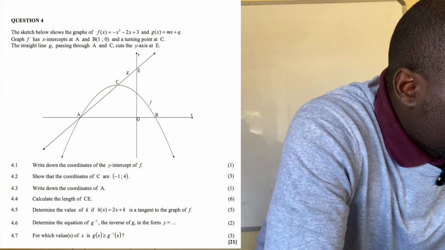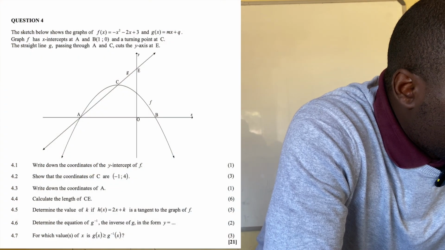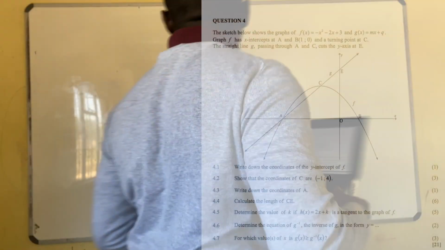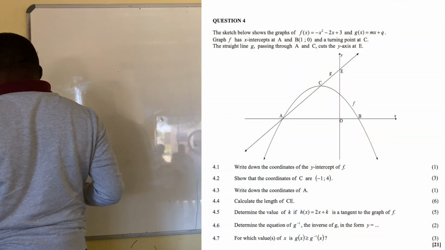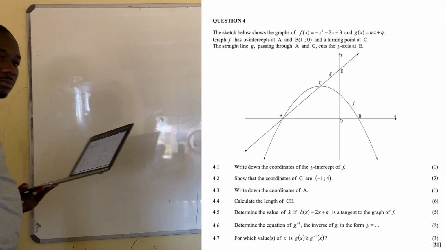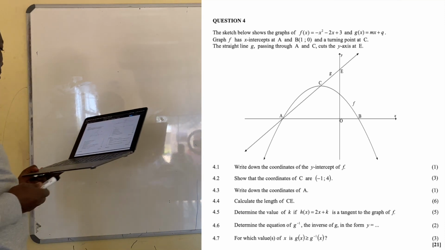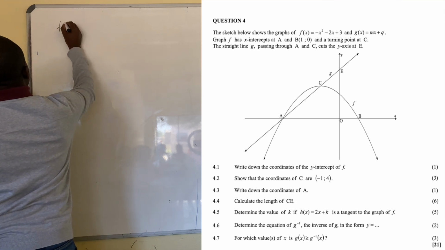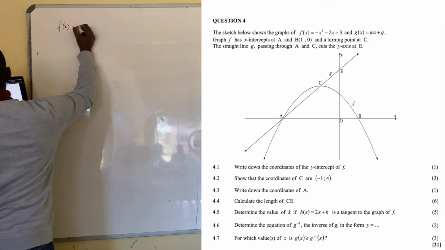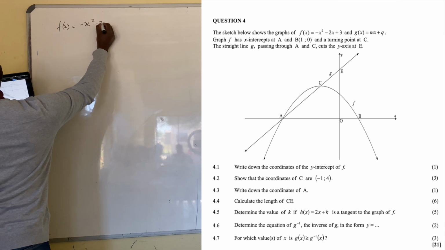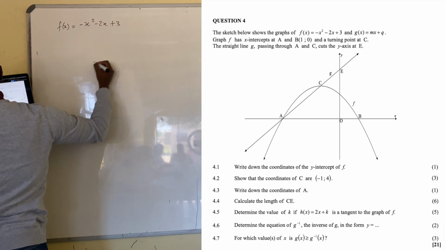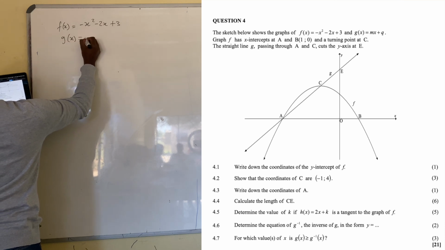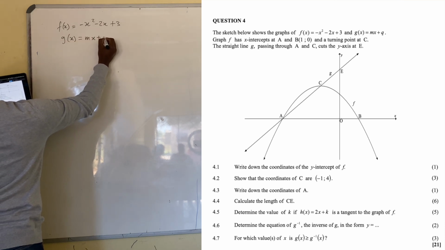The sketch below shows the graphs of f of x is equal to negative x squared. So we have f of x is equal to negative x squared minus 2x plus 3. And we also have g of x is equal to mx plus q.